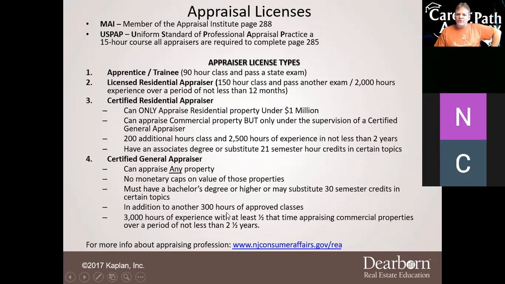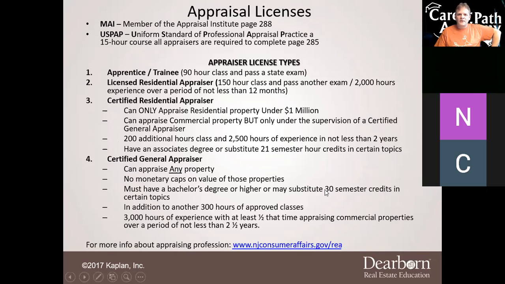In addition to another 300 hours of approved classes beyond what was required to become a certified residential appraiser, they have 3,000 hours of experience, with at least half of that time appraising commercial, non-residential properties, in a period of not less than 2.5 years. So a lot of education and a lot of time to become a certified general appraiser, right? Yeah, I didn't realize they had to go through so much just to become certified.